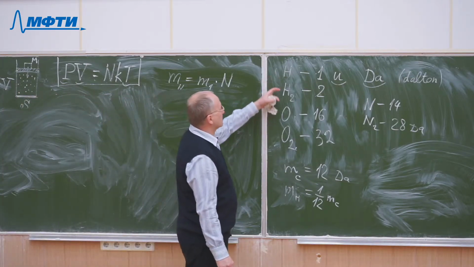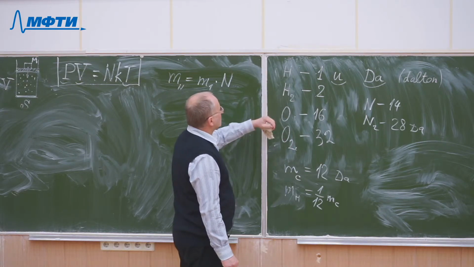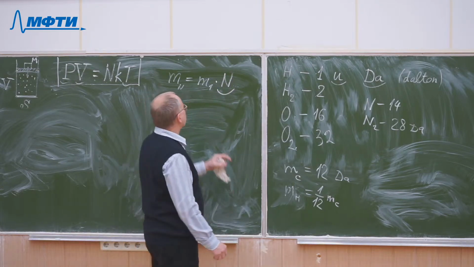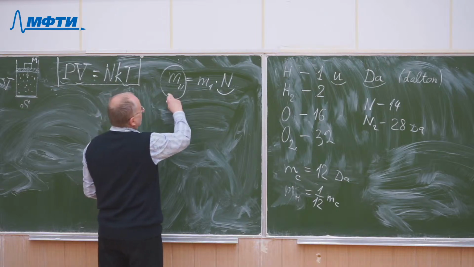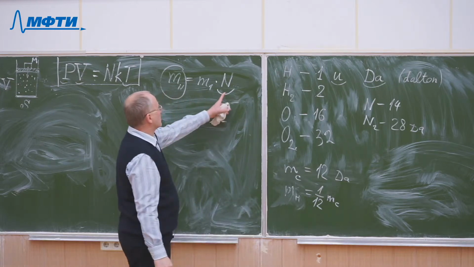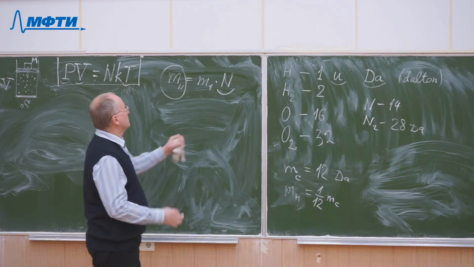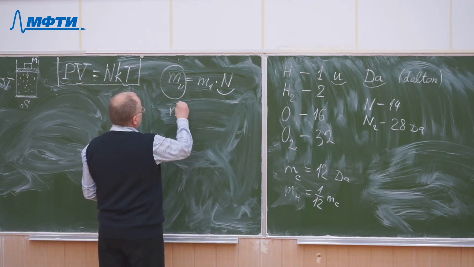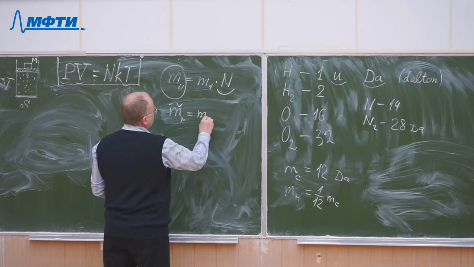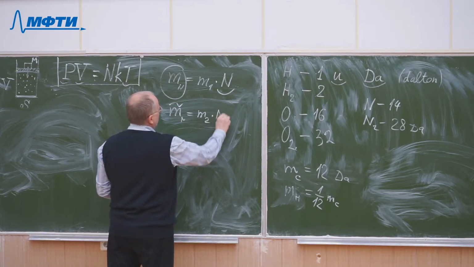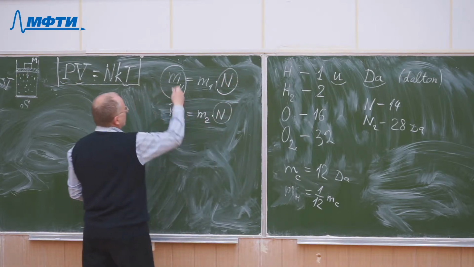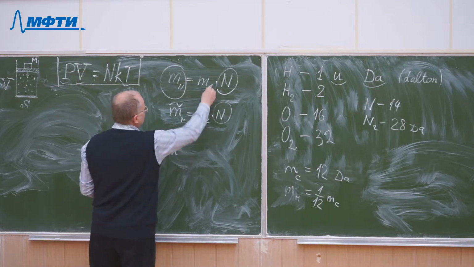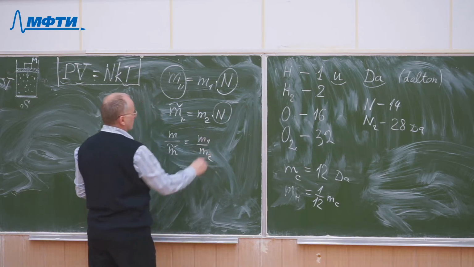So if we take different substances, and the amount of substance we take contains one and the same number of molecules, then the masses of what we take will relate just like the masses of atoms. If the number of molecules is the same, then the relationship between the mass of the first substance and the mass of the second substance will be the same as the relationship between the masses of the first molecule and the second molecule.